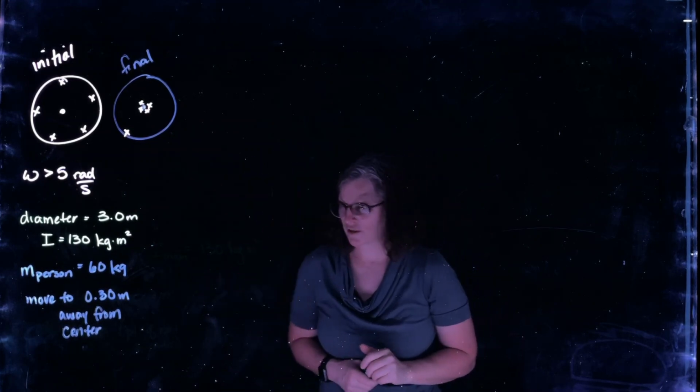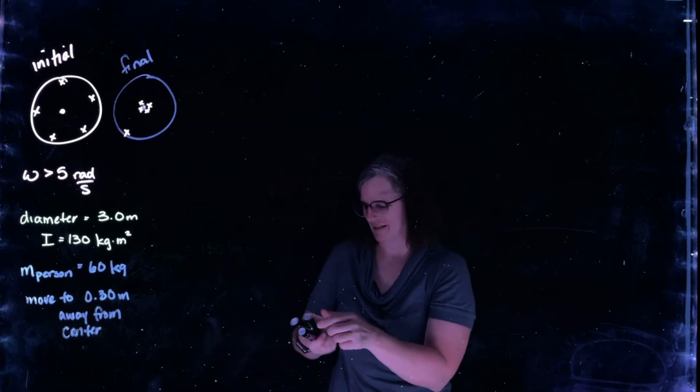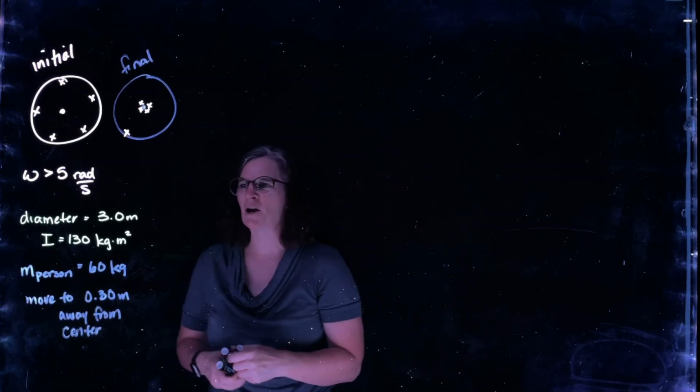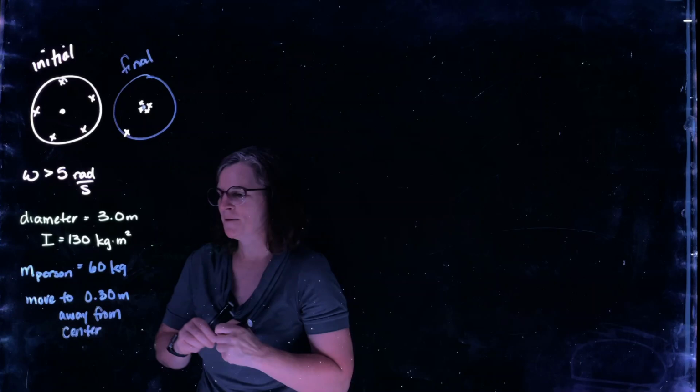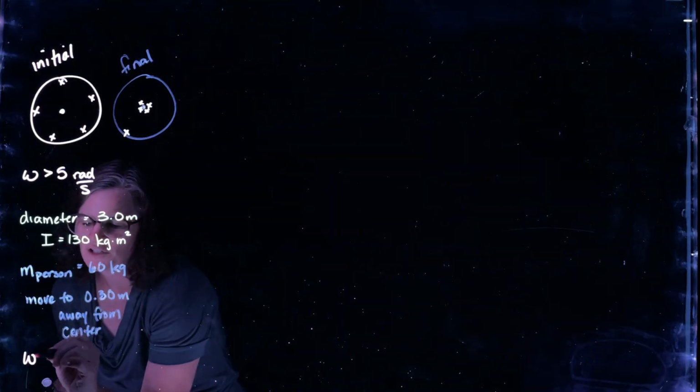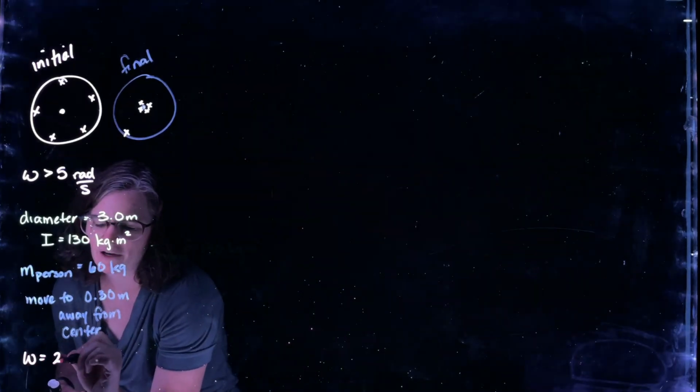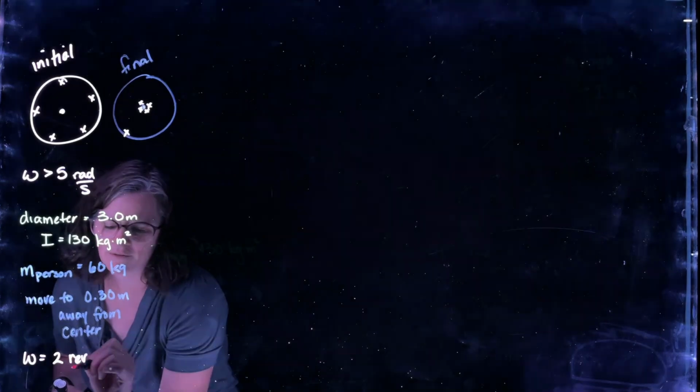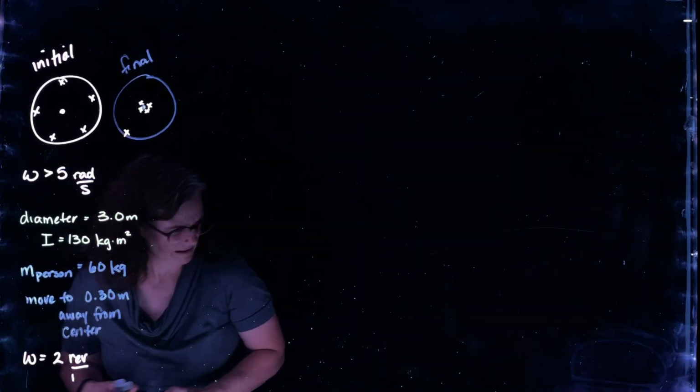I think I have all the important pieces. Oh, we need one more piece. The last piece we need to know is that the cue is when you reach an angular speed of 2 revolutions, not an angular speed, excuse me.